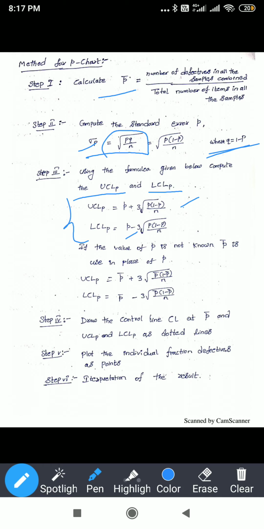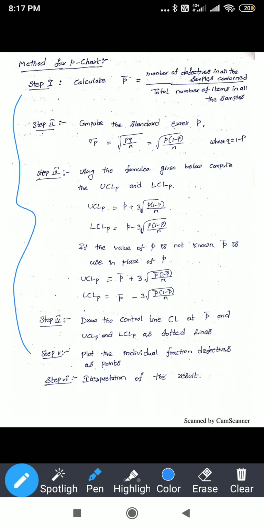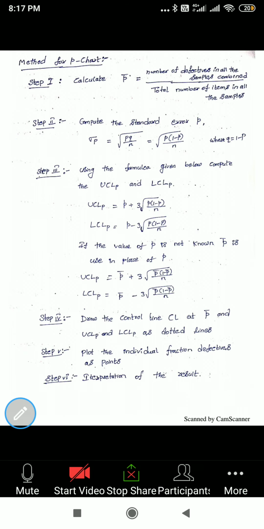Come to step 4: draw the control line CL at P bar and the UCL and LCL as dotted lines. Then plot the individual fraction defectives as points and interpret the result. When you are doing the problem, all these steps can be easily understood. So now come to the problem.